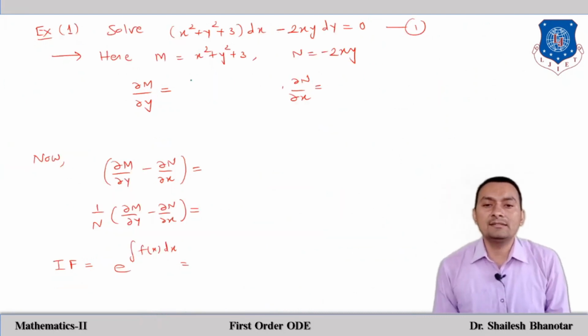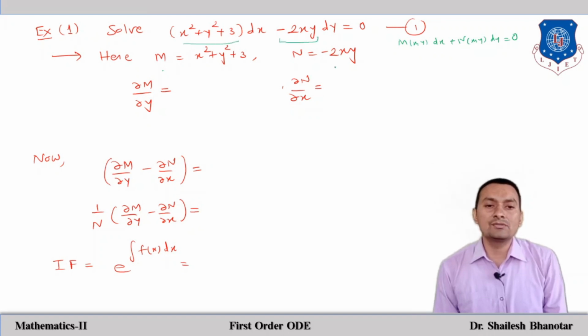This is the first question: solve (x squared plus y squared plus 3) dx minus 2xy dy equals 0. This is our standard form that you all know, M of x, y dx plus N of x, y dy equals 0. Comparing with this, we get M equal to this expression and N equal to minus 2xy.